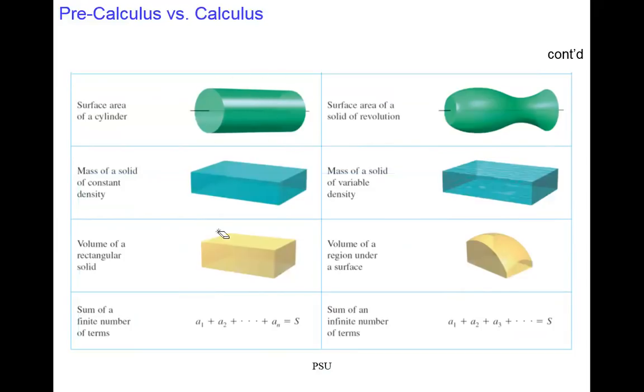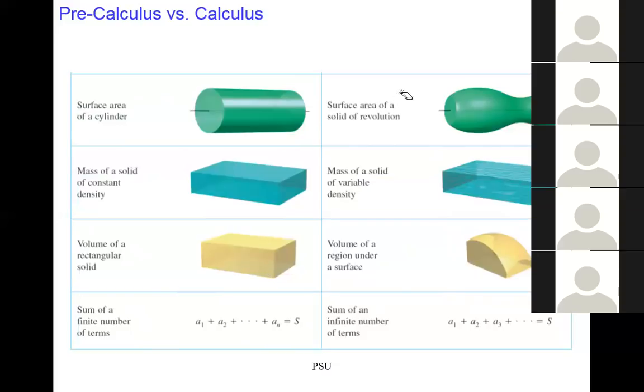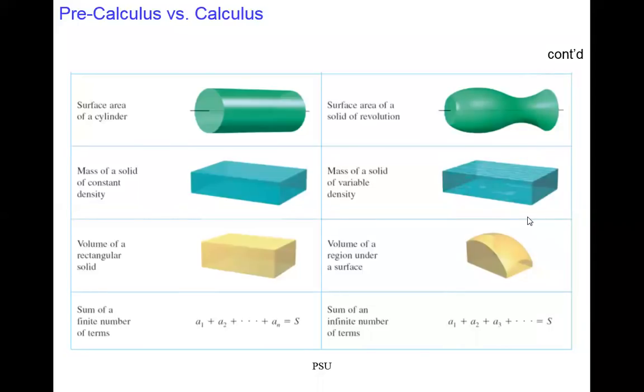Yeah, the surface area or the volume. We will talk about the volume of cylinders, rectangular solids, or the surface area of a solid of revolution. Right? We will try to use calculus. And the sum of a finite number of terms, the sum of an infinite number of terms. Probably you can think it's not even possible to add infinitely many terms, but again, calculus will help us. But that's calc 2.